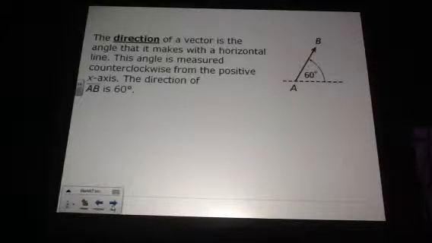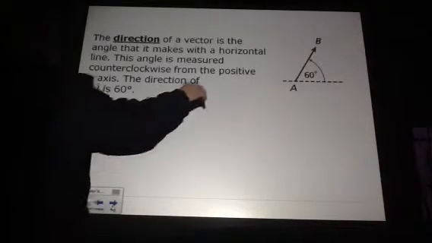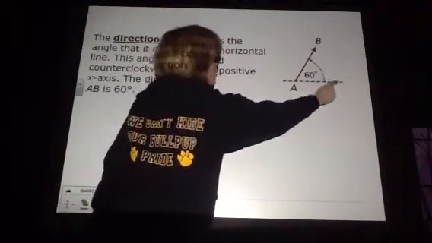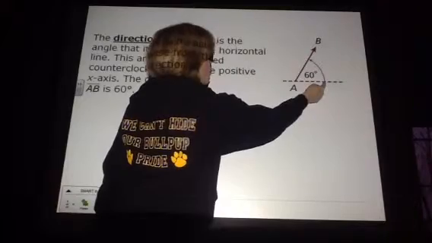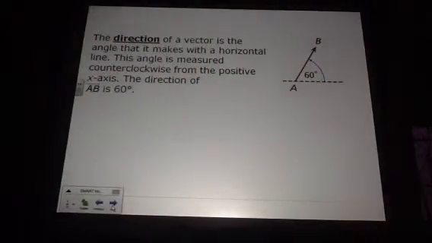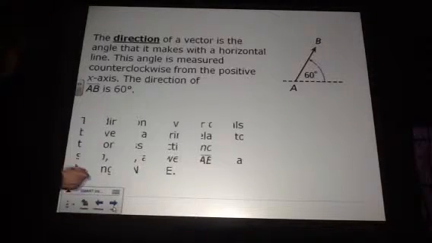Okay, directions of vectors. A direction of a vector is the angle that it makes with the horizontal line. Okay, so we have vector AB, all right? Here's the horizontal line. So you start from the horizontal line and you measure this angle. The angle is measured counterclockwise from the positive x-axis. The direction of vector AB is 60 degrees.